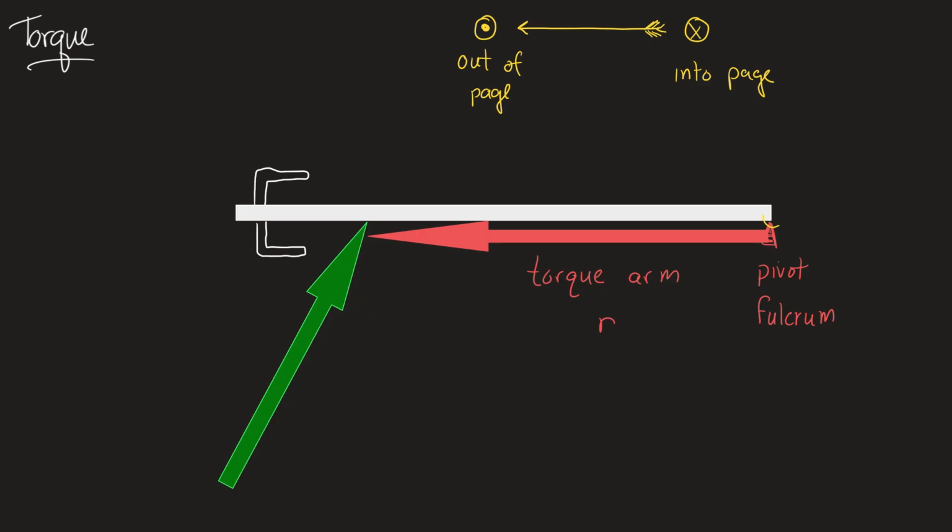And it is a vector, and we will use lowercase r to represent the torque arm. Again, it's from the pivot point to where the force is applied. Again, we call this the torque arm. Obviously, this arrow is our force. The angle that we use is the angle between the torque arm and our force.